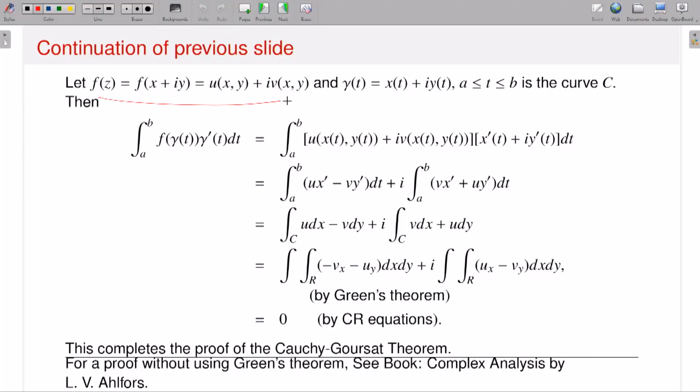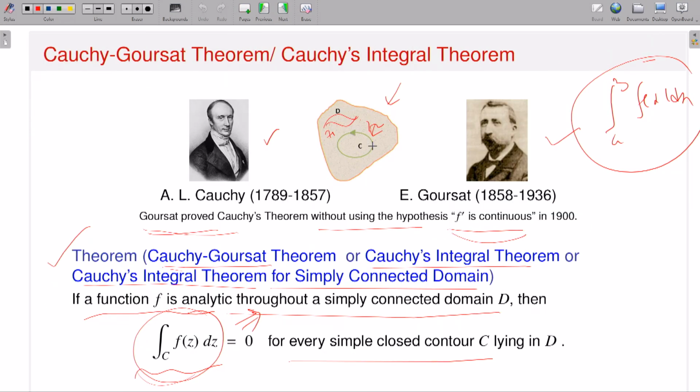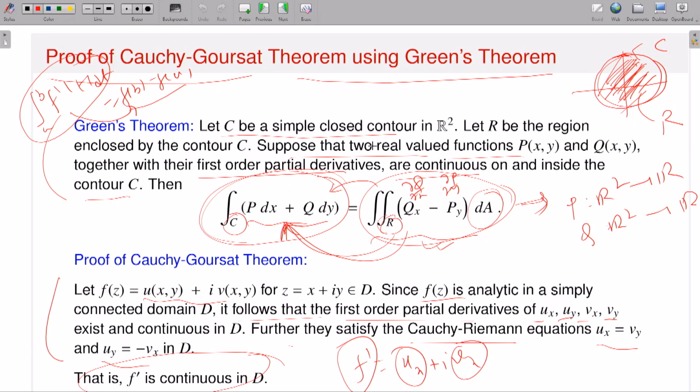Now once I have this one, then I will use what is called Green's theorem. Look, this is my function, f is equal to u plus iv. Now you have a simple closed contour, right? So suppose it will have a parameterization. Of course, as I said, you need a parameterization, then you can use the definitions of contour integration, right?